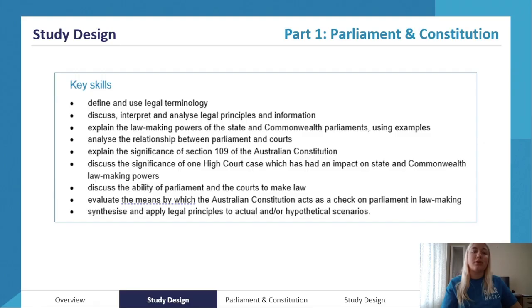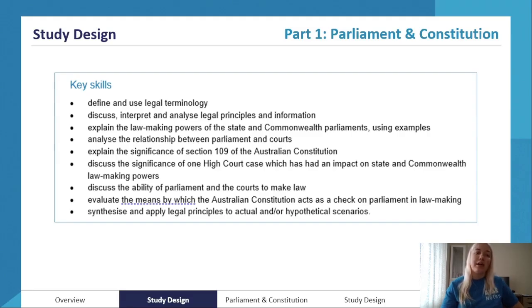So the key skills basically show what type of questions you might get for this area of study. You need to be able to define and use legal terminology. That's always the case. So providing definitions, and discuss, interpret, and analyze legal principles and information. This is where you might be presented with fake scenarios and things like that, or articles, and you need to be able to use stimulus material to answer questions and incorporate information from the stimulus material into your responses to get those full marks.